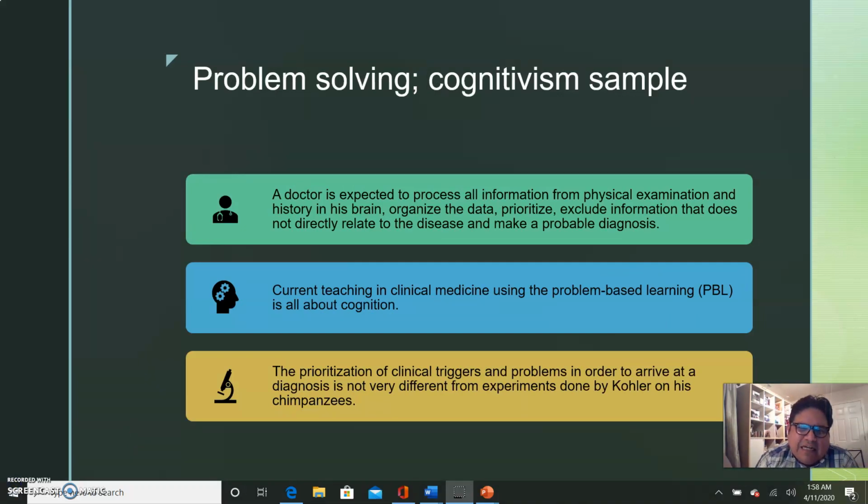Cognitivism is in medical school during teaching of clinical medicine, where they're using problem-based learning, where a student is given quite a bit of information on a patient, physical exam, history, and the medical student needs to organize the data, prioritize, exclude information, and make a differential and make a probable diagnosis. The authors added prioritization and clinical triggers and problems in order to arrive at a diagnosis is not very different from experiments done by Kohler on his chimpanzees.